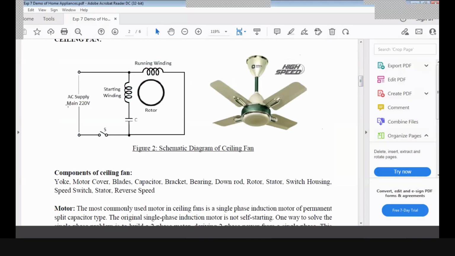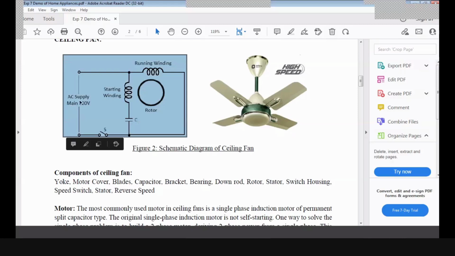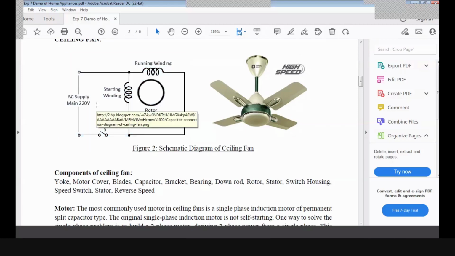In our home, you get a single phase AC supply, right? How will you increase this voltage? First question is this. How will you increase? Yes, tell me how you will increase the voltage. Hmm? I'm not getting your voice. Can you please speak loudly?